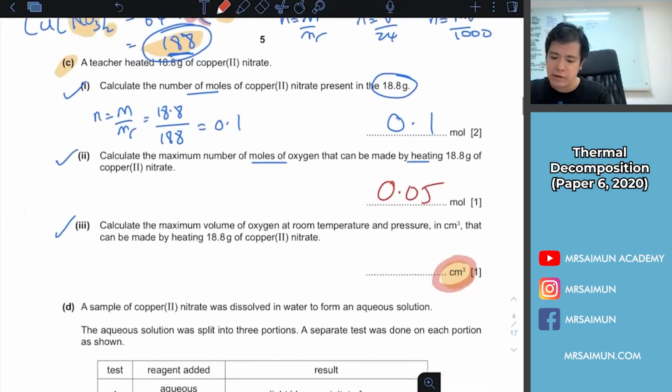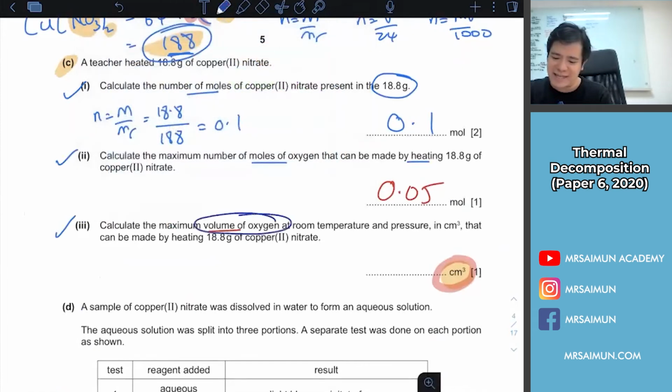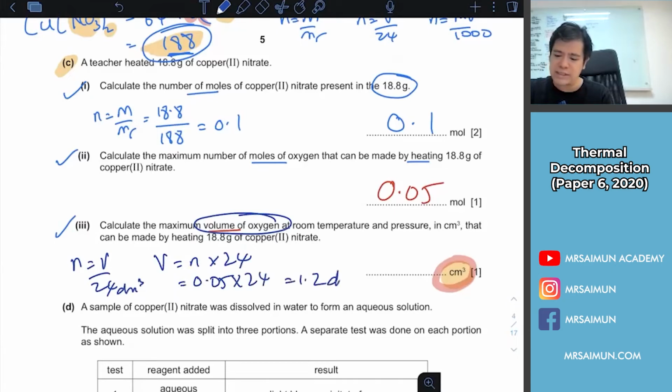Then after that, calculate the maximum volume. So a volume of gas. So n equals V over 24, the first thing that pops in your mind. So V equals n times 24. But you see this is in dm cube, so it's slightly tricky. So 0.05 times 24. Yes, a lot of you get 1.2, but this is in dm cube.